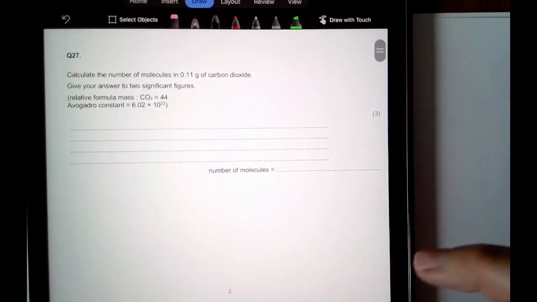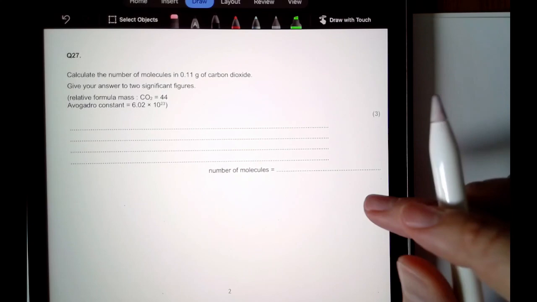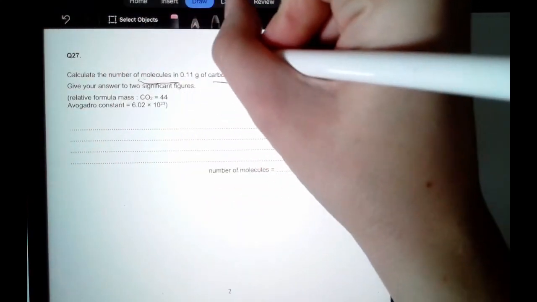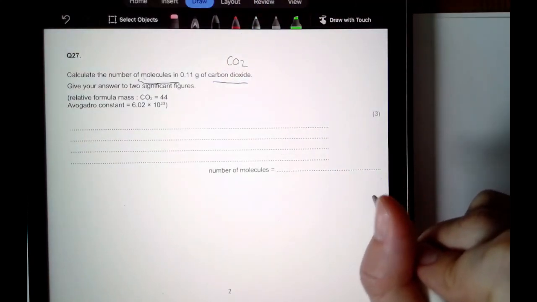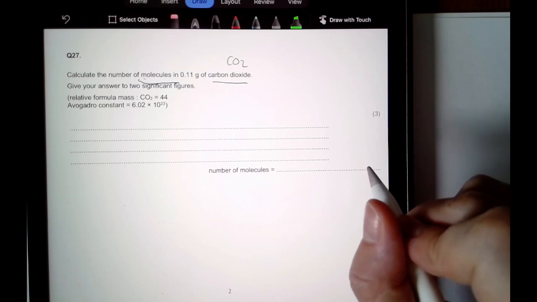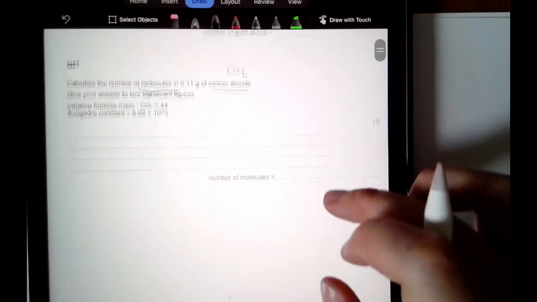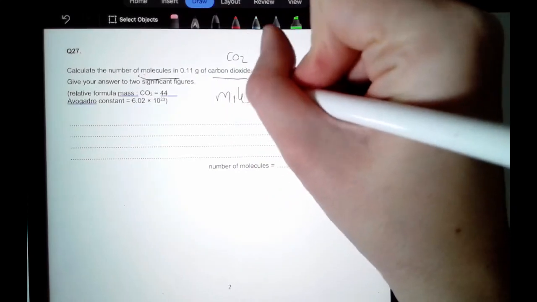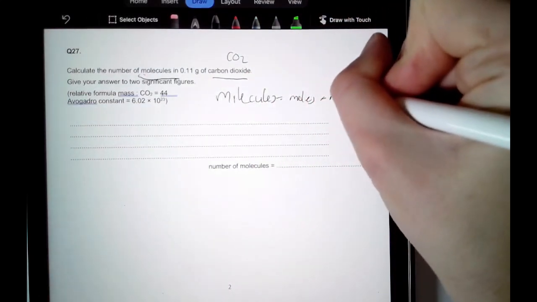The next question, you're asked to calculate the number of molecules in 0.11 grams of carbon dioxide. Now, you're asked for molecules. Carbon dioxide is a molecule, okay? You're not asked for how many individual atoms you've got in carbon dioxide. You're just asked how many carbon dioxides do you have? And just like up here, where I said atoms equals moles times Avogadro's constant, you can also say the number of molecules equals moles times Avogadro's constant, okay?